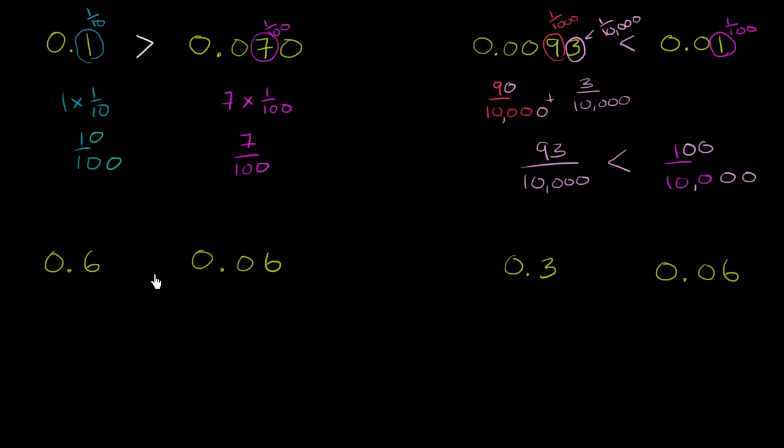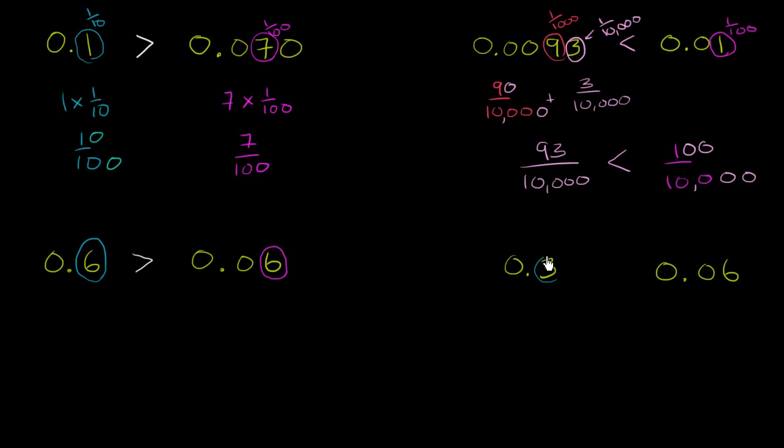So let's see, this one right over here, 0.6 versus 0.06. So here I have a 6 in the tenths place, so it literally represents 6 tenths. And in the second number, I have a 6 in the hundredths place. Well, 6 hundredths is definitely smaller than 6 tenths. A hundredth is a tenth of a tenth. So this one is pretty straightforward. This is going to be the larger value. 0.6 is greater than 0.06.